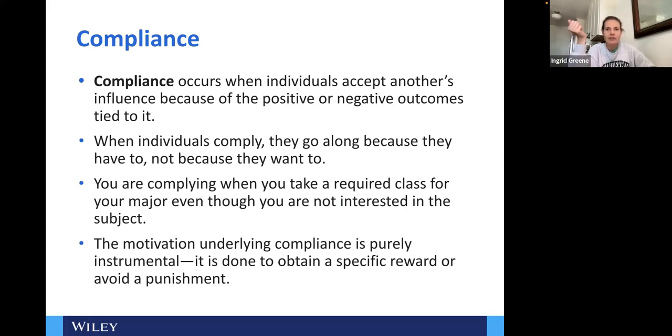You're complying when you have to take a required class, even though you're not really interested. Hopefully that will change once you get into the class. But right, I remember when I had to take my religion requirements in undergrad, I didn't put as much effort into those as I could have. So it's purely instrumental, the compliance. It's done to obtain a specific reward or avoid a punishment, right?